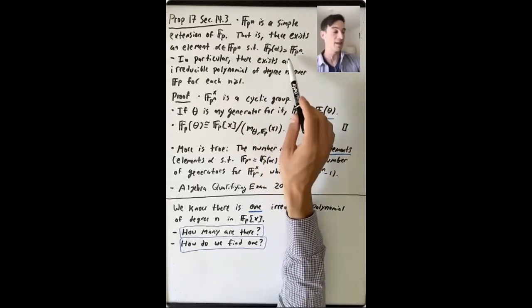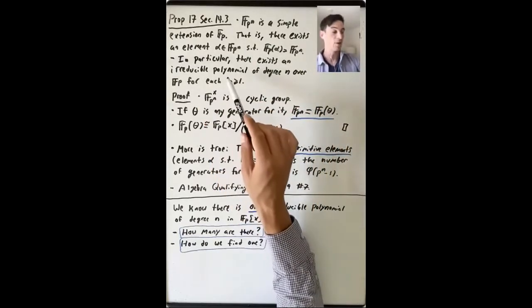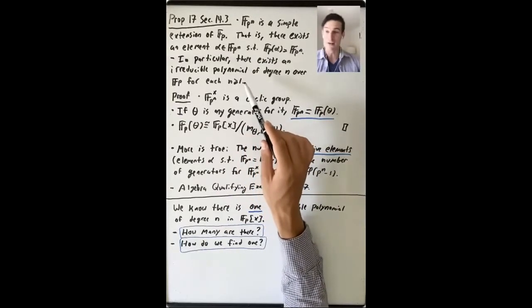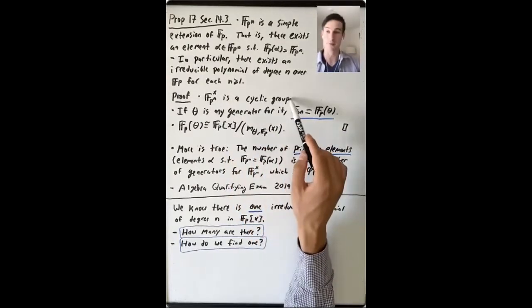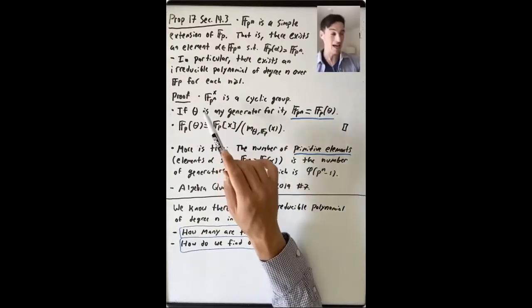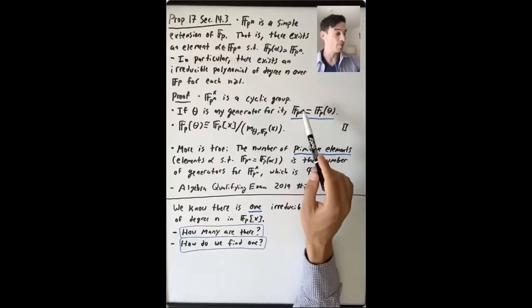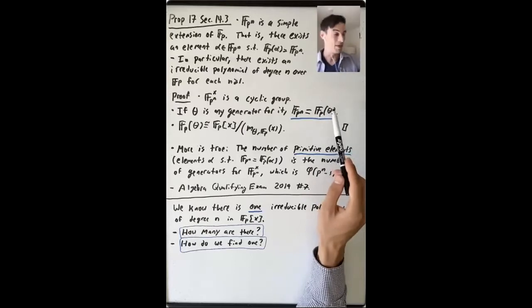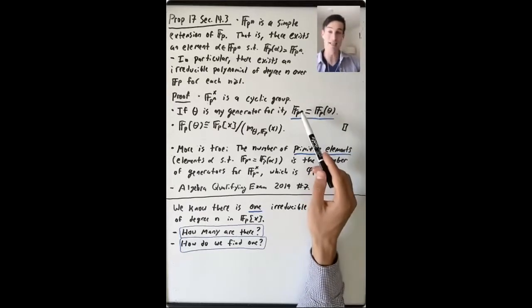In particular, that means that there exists an irreducible polynomial of degree n over Fp for each n at least 1. The proof is straightforward. The multiplicative group of F_{p^n} is a cyclic group. Okay, so take theta to be any generator for this group. We know there's at least one. And we can see that F_{p^n} is equal to Fp adjoin theta. Because, okay, we clearly have inclusion this way. Fp adjoin theta is in F_{p^n}.